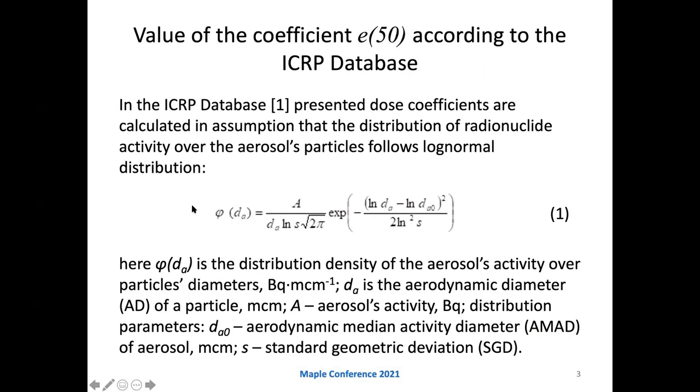Here we have phi of dA, the distribution density of the aerosol's activity over particle's diameter. dA is the aerodynamic diameter of a particle. A is the aerosol's activity, and also we have a couple of distribution parameters: dA0, which is the aerodynamic median activity diameter, and S, which is the standard geometric deviation.